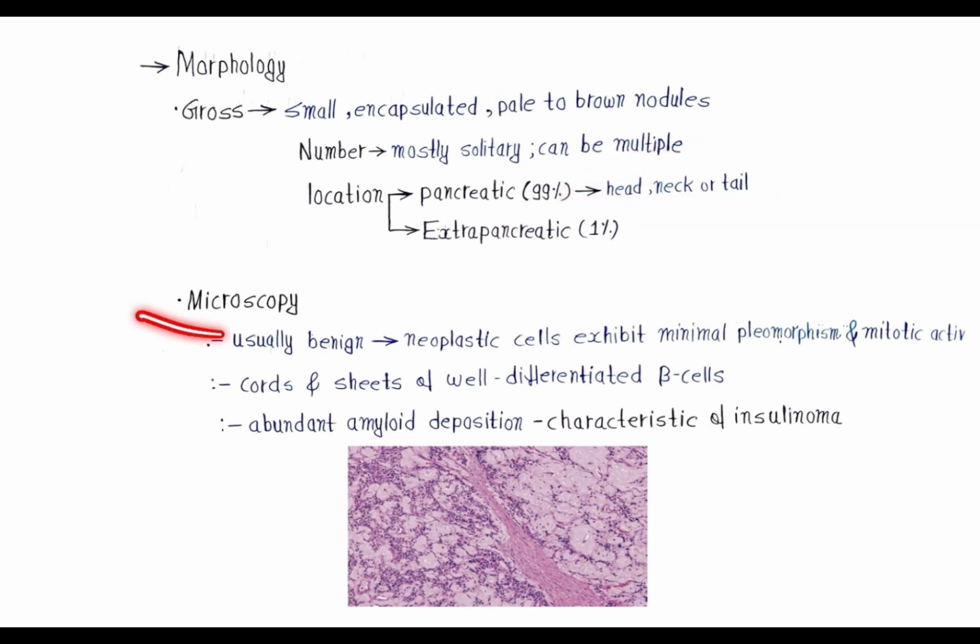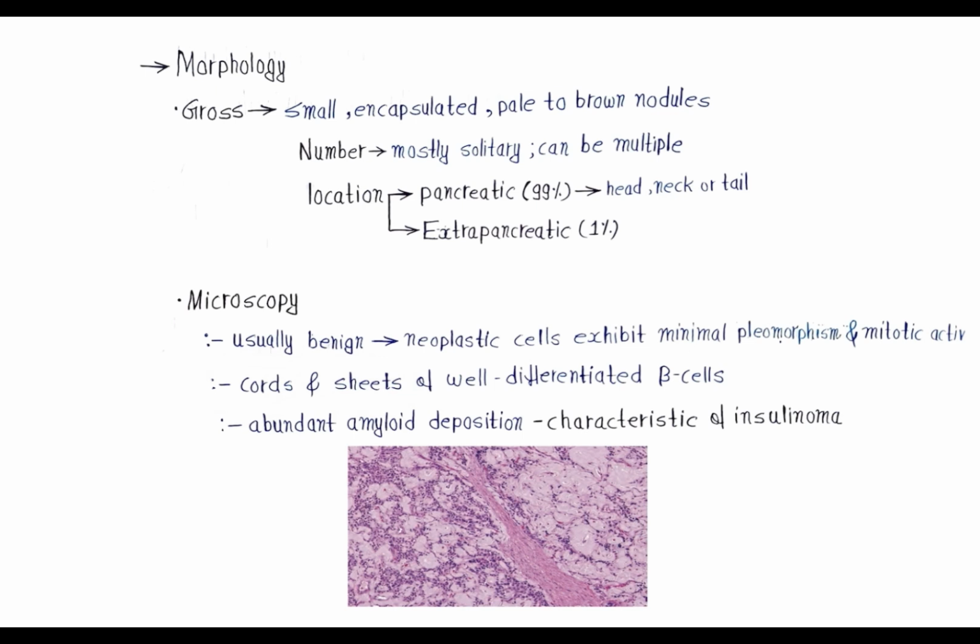Then coming to microscopic features. As insulinomas are mostly benign in nature, the neoplastic cells present in insulinomas will exhibit minimal pleomorphism and minimal mitotic activity. And the neoplastic cells are well differentiated, that means they will resemble the original beta cells of the pancreas. And these neoplastic cells are arranged in the form of cords or sheets.